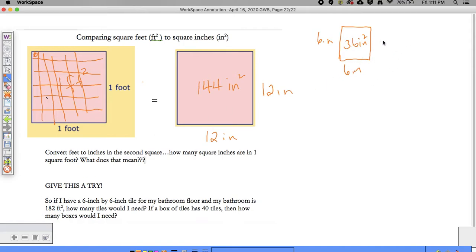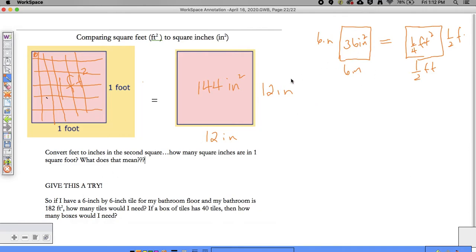So I can look at this and say that this is a half of a foot, isn't it? That's half of a foot. So this is 1/4 of a square foot, right? That's one way to look at it, because it's 1/2 times 1/2, which is 1/4, or 0.25. Or you could go in the opposite direction.